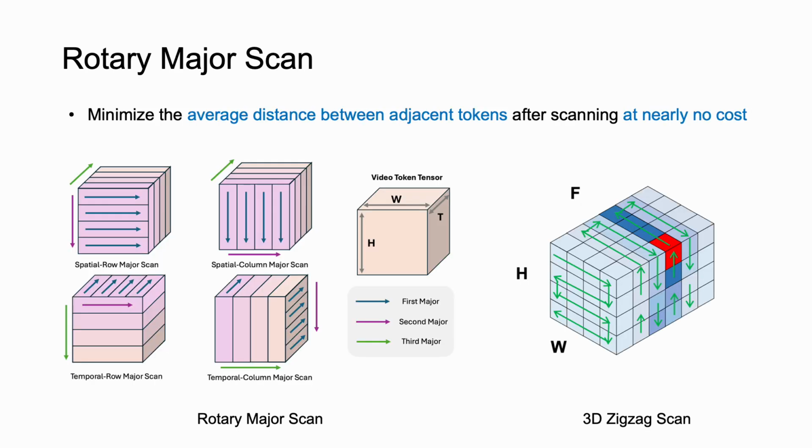We investigated the default scanning behavior when reshaping a 3D tensor to a 1D sequence, as you can see at the top left corner. At the highest level, it is spatial major, because we start from the first frame. At a lower level, it is row major, because we start from the first row of the first frame. We call this pattern spatial row major scan. To minimize the distance between adjacent tokens after scanning, we rotate the majors to produce 4 different scan patterns and alternate between them in different block layers. In this way, we achieve the same average distance as the existing spatial scan methods at nearly no extra cost. Why is the cost of rotary major scan so low?